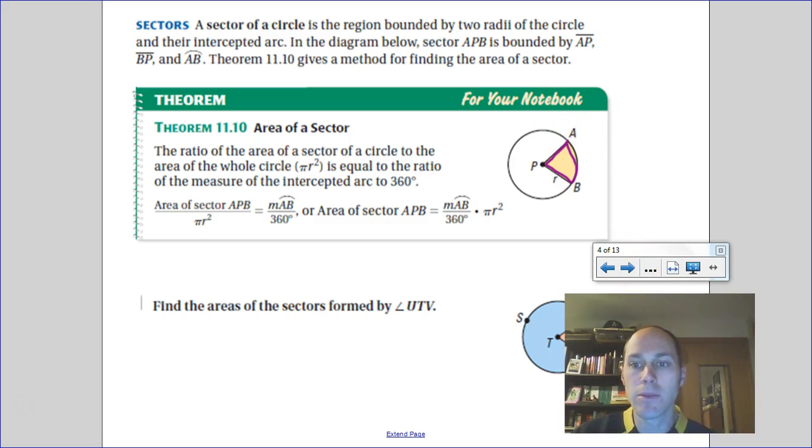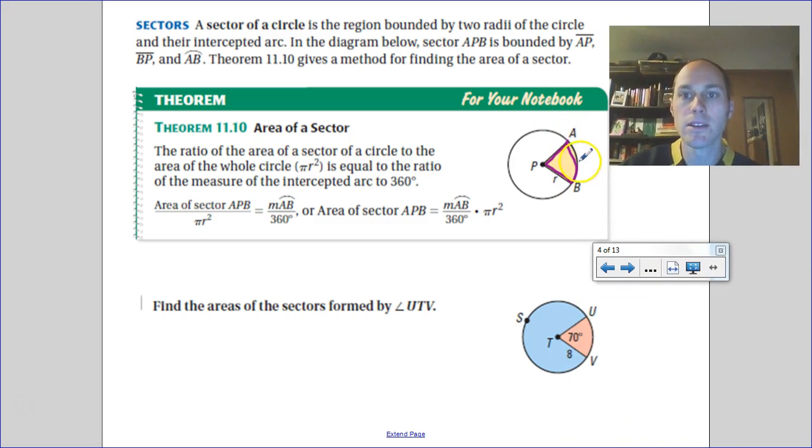So how do we find that? Well, you can probably guess how we'd figure that out. I think if I calculate the whole area, the whole pi r squared, and then multiply it by the ratio that we have, or the fraction or percentage that we have, that'll give us our sector area.